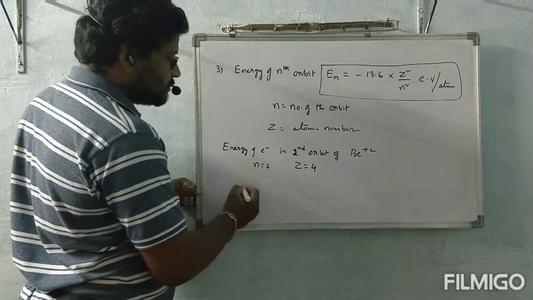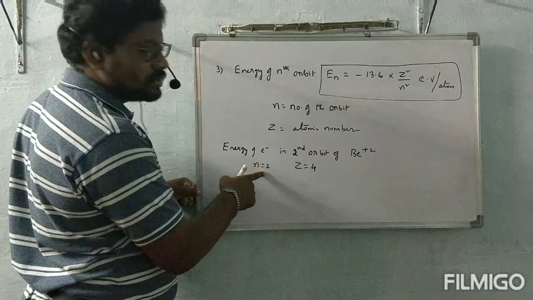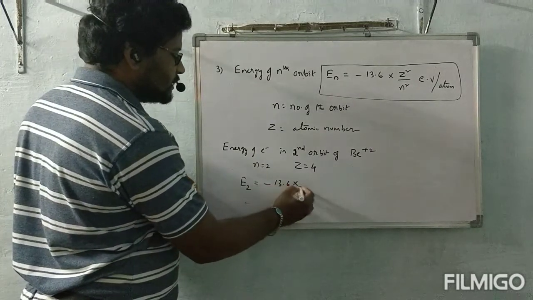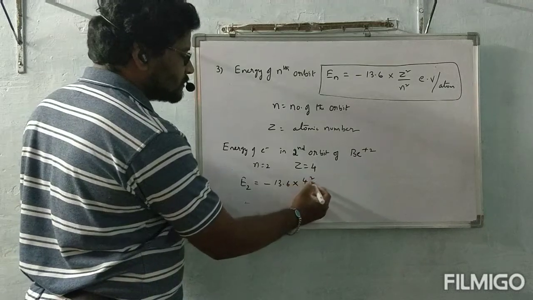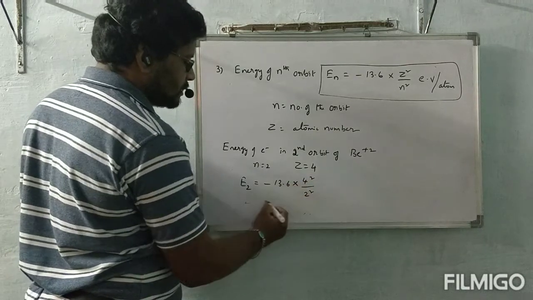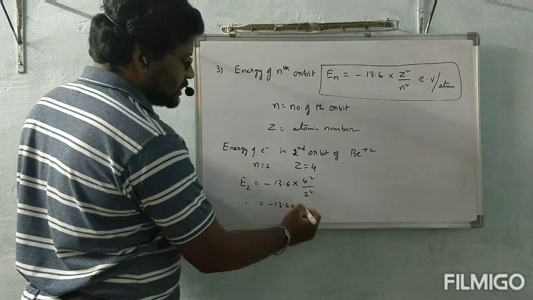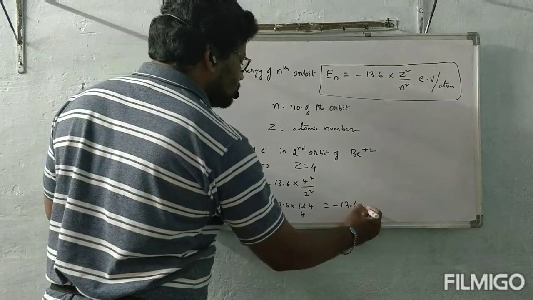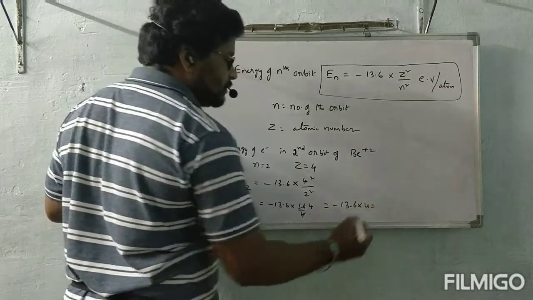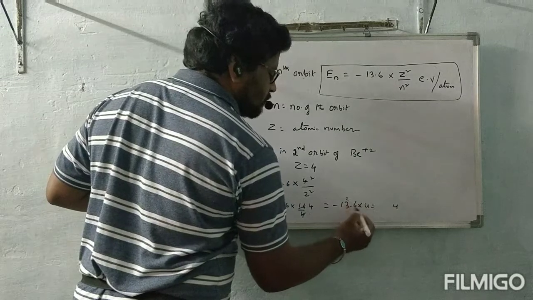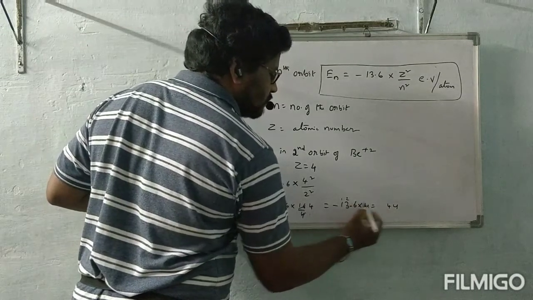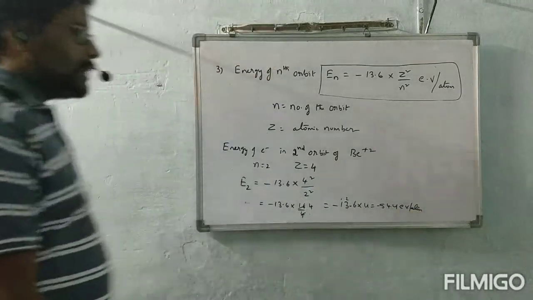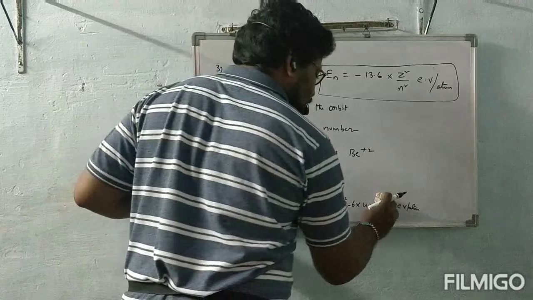Now what is the formula? En, here En means E2, as the number of the orbit is 2. E2 is equal to minus 13.6 into Z value 4 square divided by n square, 2 square, which is equal to minus 13.6 into 16 by 4, which cancels as 4, equal to minus 13.6 into 4, which is equal to minus 54.4 electron volt per atom.